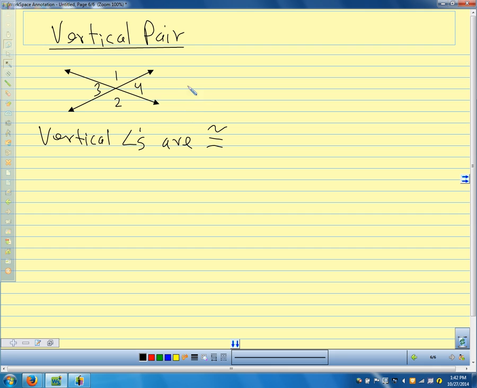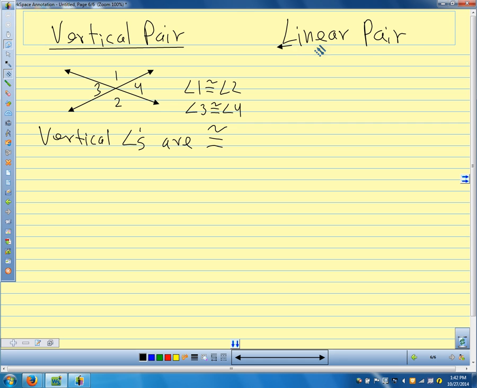So angle 1 is congruent to angle 2, angle 3 is congruent to angle 4. So there are several vertical angles on our graphic organizer when two parallel lines are cut by a transversal. So we need to know that those are congruent. And then finally, a linear pair. So that is on our graphic organizer.